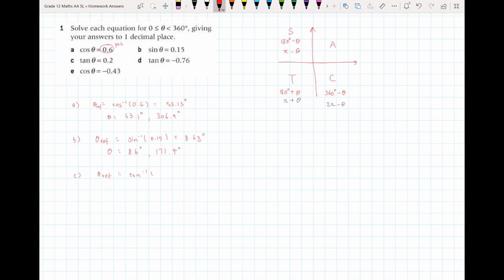Okay, so you should see the pattern over here. We first undo the ratio and find out what the reference angle is. And then looking at the CAST diagram, we write down which two quadrants it can fall under. So this would be in quadrant 1 and quadrant 3. So therefore I can add 180 to give us this other angle.